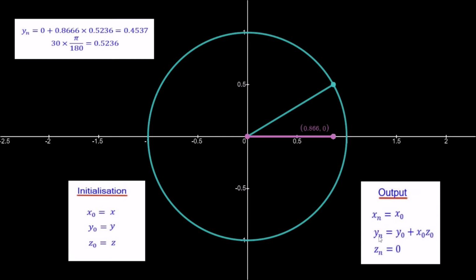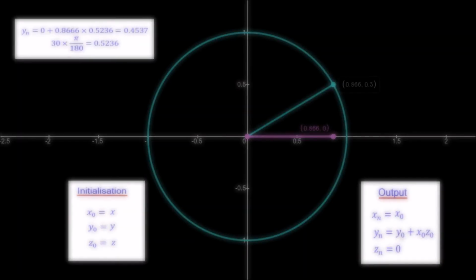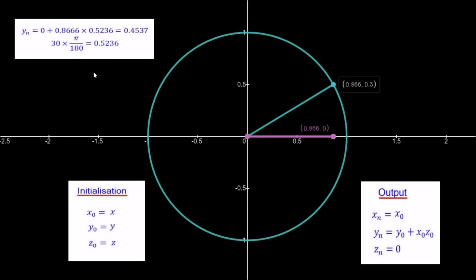So what we have here is a way of multiplying two numbers together. And if we have a value for y0, what we have is a multiply add. So what I've done up here is I've worked out what we expect our answer to be for this multiplication. So our value for yn is going to be the value y0. Now in this instance here, again, we've stated that y0 is just the number 0. So our final answer is just going to be the value for x0 times z0. So the value for x0 is 0.866. Okay, so that's this distance here.